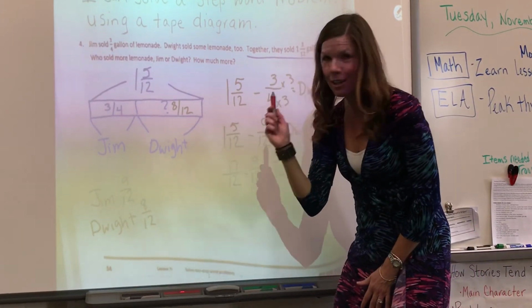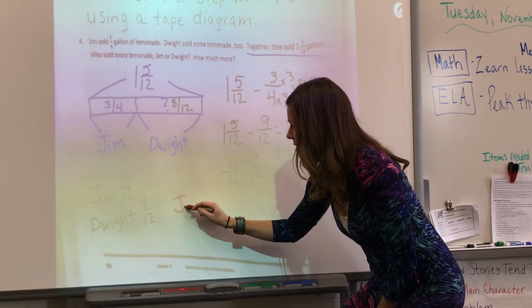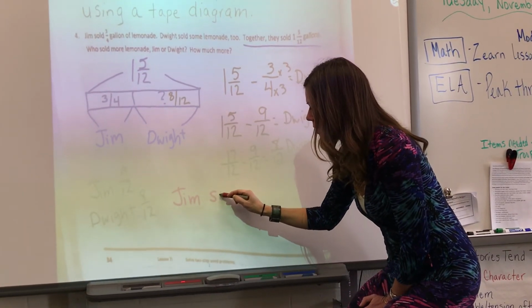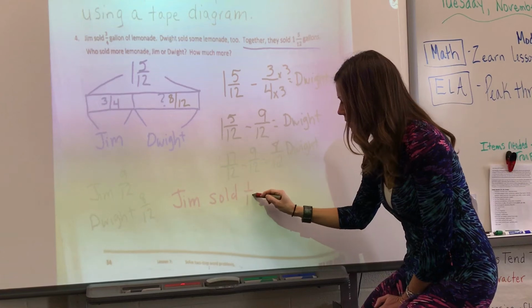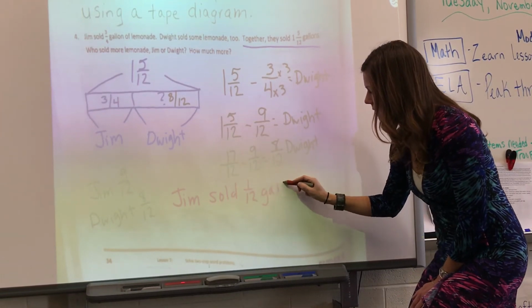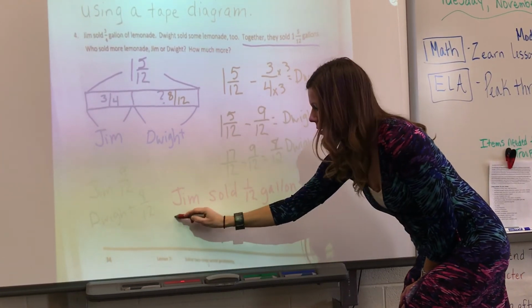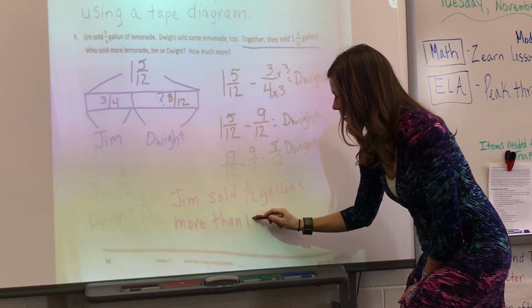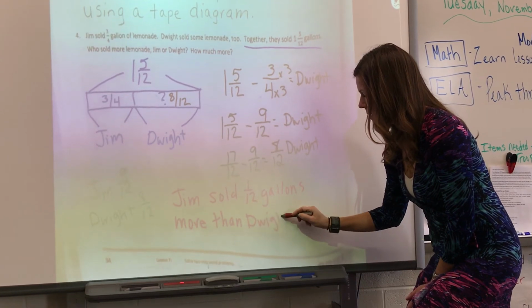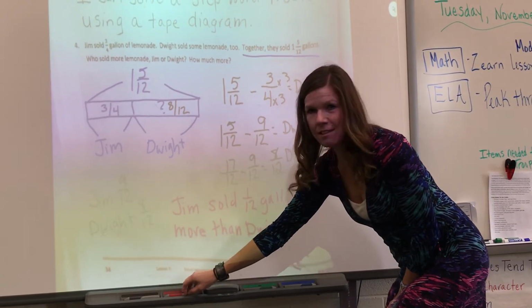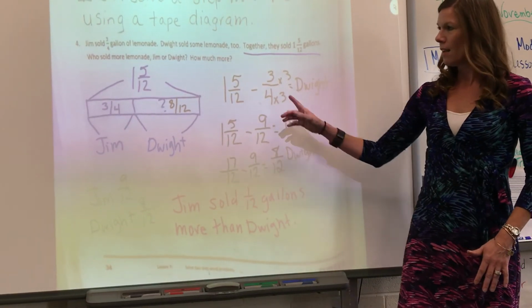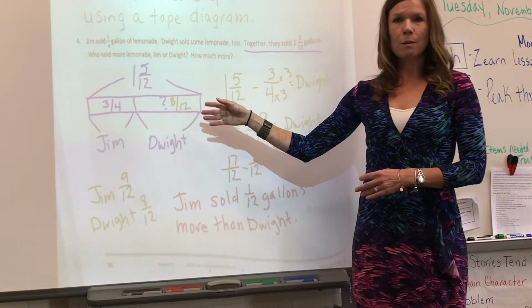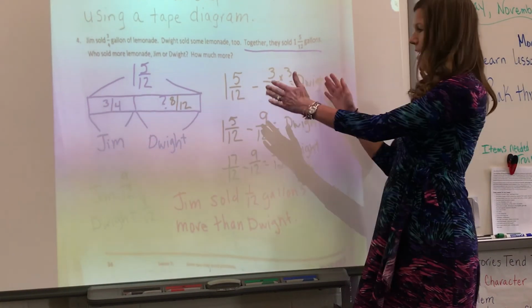I would take a different color marker and I would write it in sentence form. Jim sold 1/12 gallon more than Dwight. So as you can see, there were 2 steps to this problem, and the tape diagram is a visual representation of how to figure out how to solve the problem.